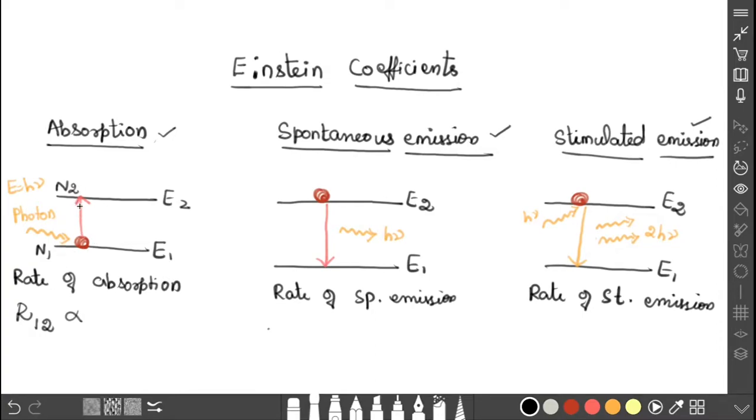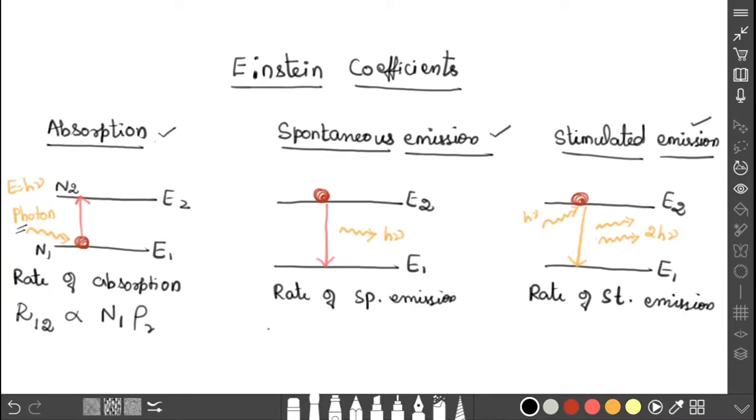So the rate of absorption depends on, first, atoms being present in the ground state, because only then will the absorption process take place. So definitely this process will depend on N1, the number of atoms in the ground state. Another thing is that the atom gains energy from an external source, that is the photon. That photon I am going to represent as rho nu.